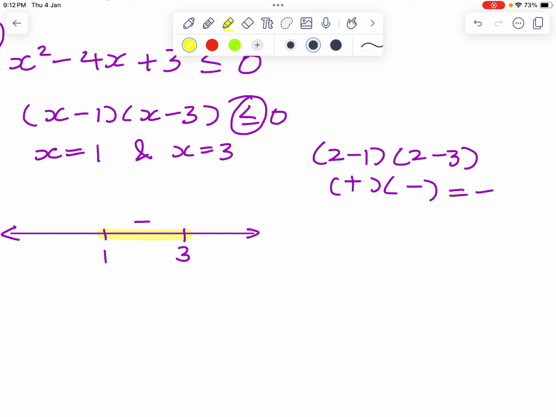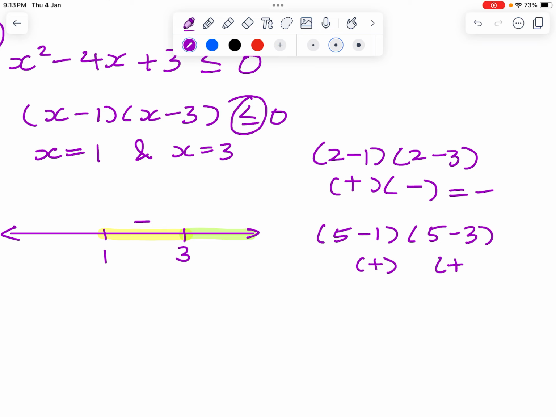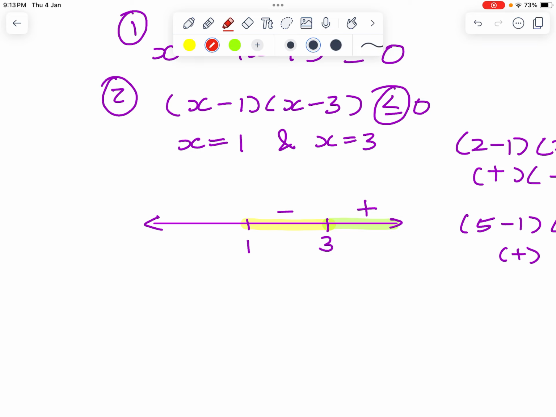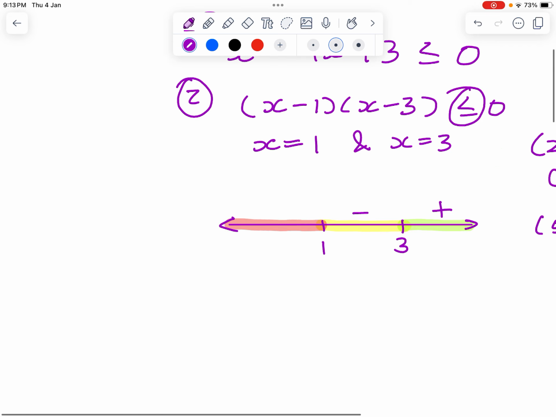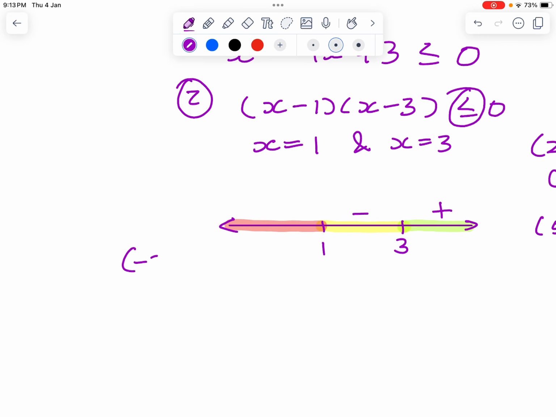Now let's try this range over here, 3 or above. Let's say I choose 5. So 5 minus 1 times 5 minus 3, I get a positive number times another positive number, which is equal to another positive number. So I could just put that as positive. And then on the other hand, for any number below 1, I want to choose, let's say, negative 2. If it's negative 2, I want to see whether it's positive or negative.